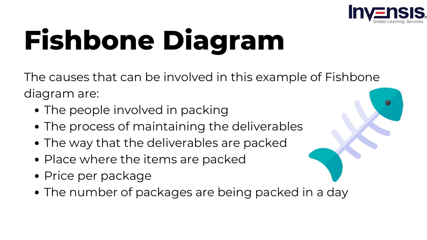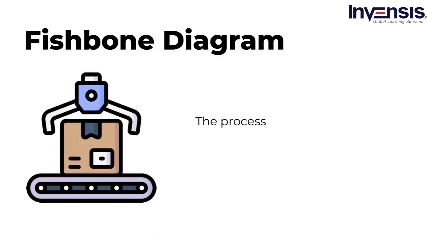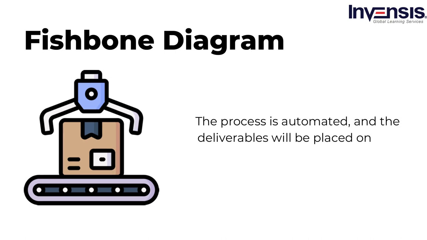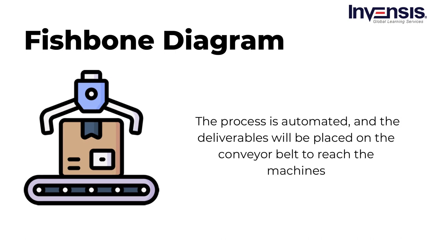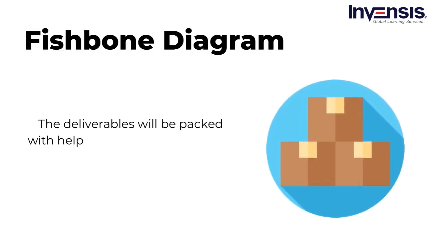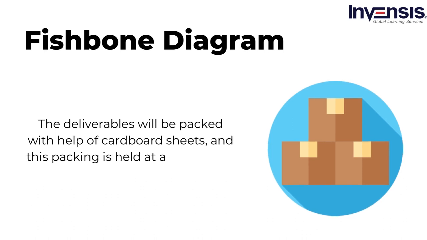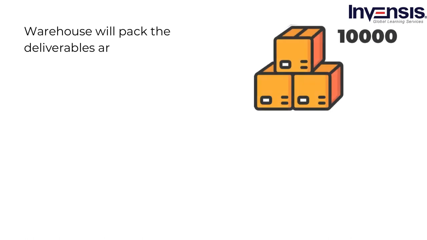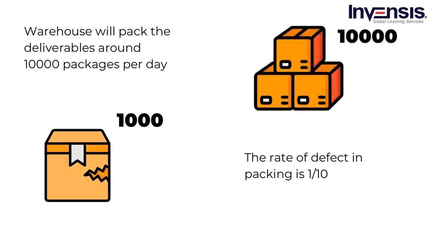Here the effect is damaged packing, and these are the causes. In this example, the process is automated, and the deliverables will be laid on a roller to reach the machines. Then, the deliverables will be packed with the help of cardboard sheets, and this packing is held at a warehouse away from the city, and this warehouse will pack around 10,000 packages per day. And the rate of defect in packing is 1,000.